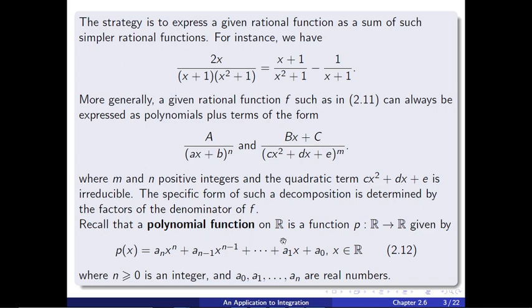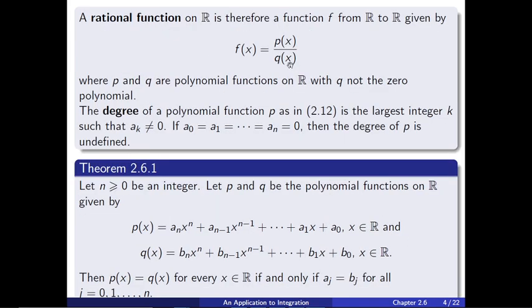So recall that a polynomial function on R is a function p from R to R given by p of x is equal to an x to the n plus an minus 1 x to the n minus 1 up until a1x plus a naught, where n is greater or equal to 0. So we know that this power here is an integer greater or equal to 0, so it's a non-negative integer, and the coefficients are real numbers, right?